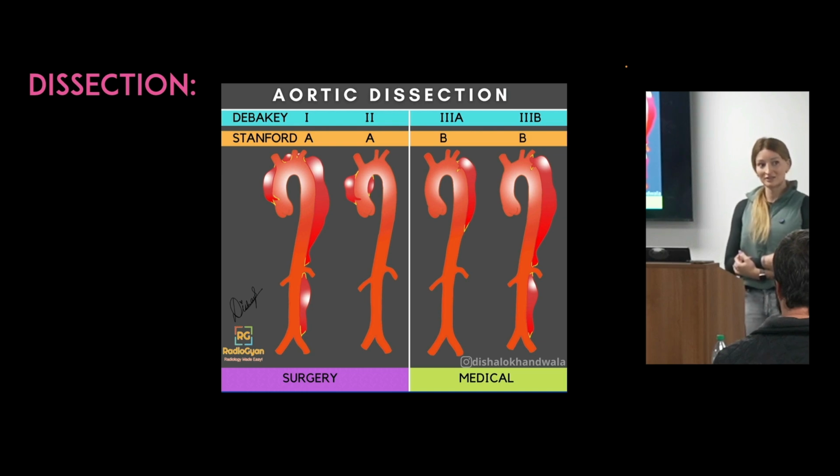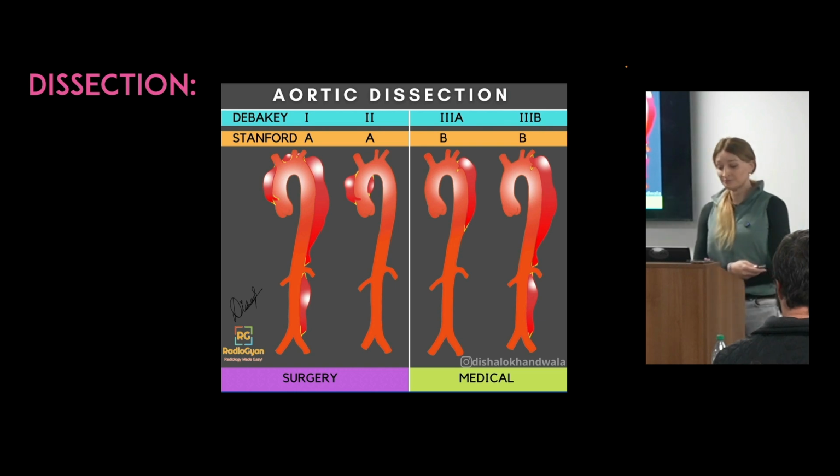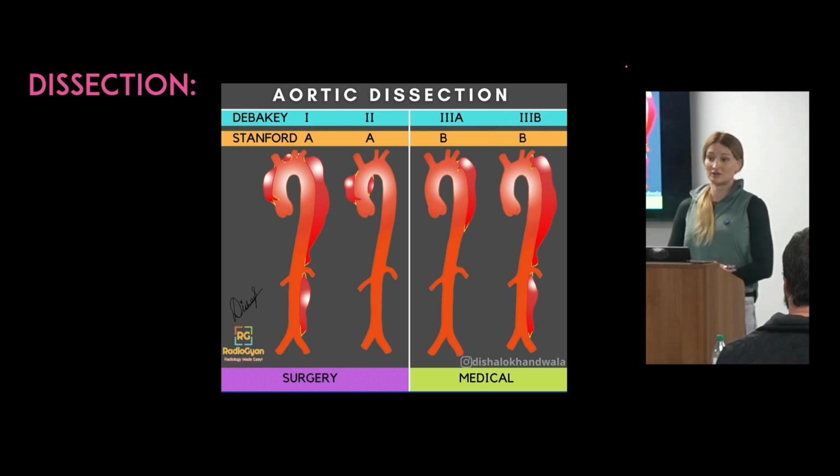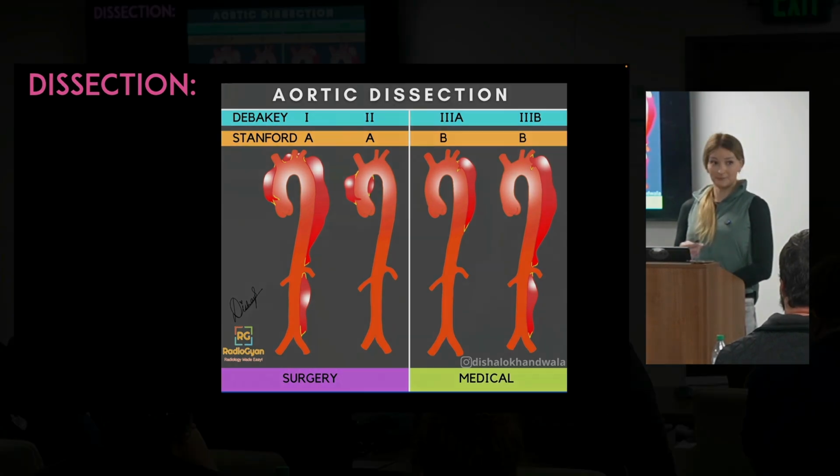So it basically has to do with its location and where it's isolated or not isolated to. And then the reason why these classifications are important is because it helps determine appropriate surgical management. And it'll make you sound smart when you talk to the cardiovascular surgeons. Cool? All right.